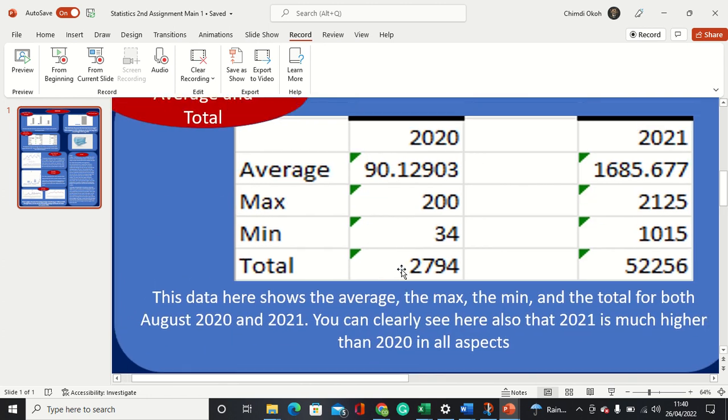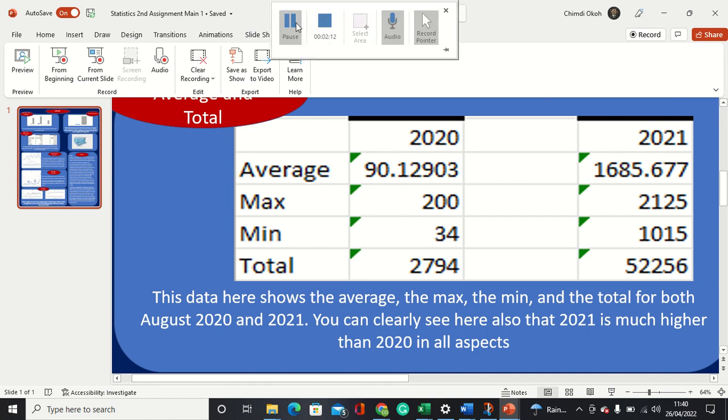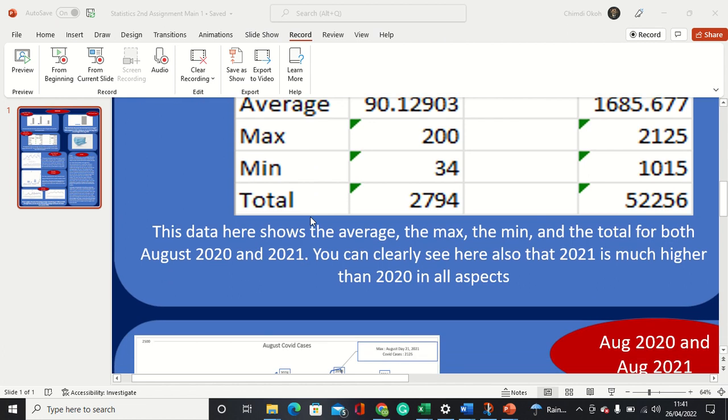So what this shows us here is the average, the max, the min, and the total for August of 2020 and 2021 and compares them. And we can clearly see here again that 2021 is much higher in every single aspect, as the average in 2020 was 90, while the average in 2021 is 1,685.